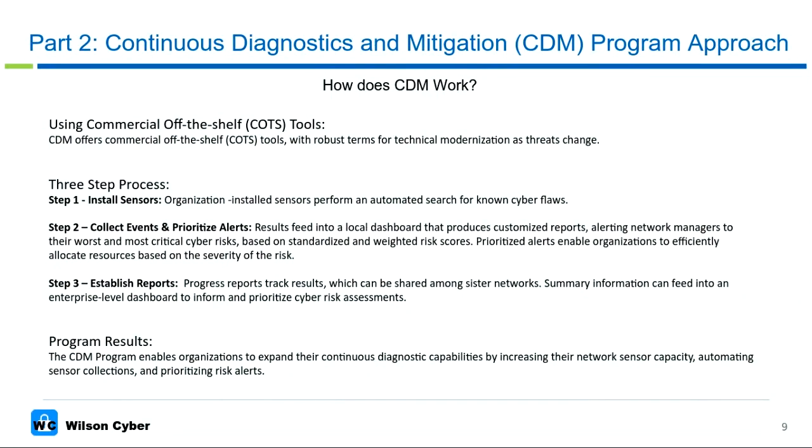And then finally, we establish reports. Progress reports track results, which can be shared amongst sister networks. Summary information can feed into an enterprise-level dashboard to inform and prioritize cyber risk assessments. The results of the program enable organizations to expand their continuous diagnostic capabilities by increasing their network sensor capacity, automating sensor collections, and prioritizing risk alerts.